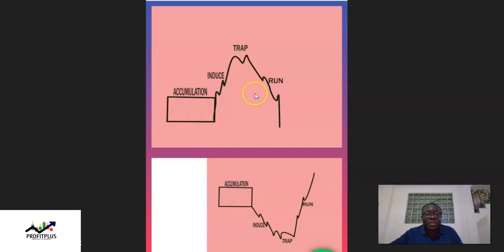All right, before the New York session, the inducement phase happens at the opening of the London session, and then this will lead us to the trapping phase. And the trapping phase is marked by some reversal patterns like a double top, which looks like an M, or a triple top. It can be a head and shoulders. It can be a rounding top. Whatever it is that shows here, all right, and then the details.